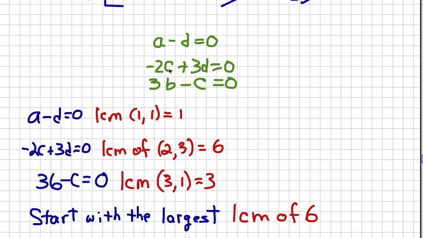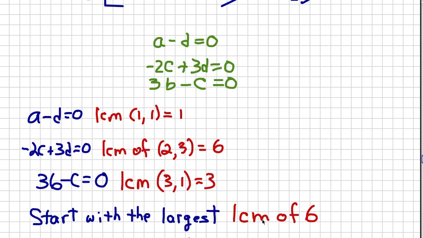And this is going to tell me, if I take 6 and divide it by 2, what the value of C needs to be. And if I take 6 and divide it by 3, it tells me what the value of D needs to be. Okay? I haven't explained that. I'm just telling you how to do it for now.